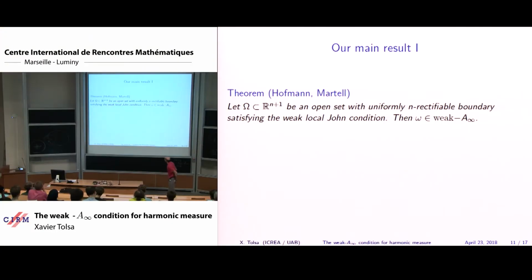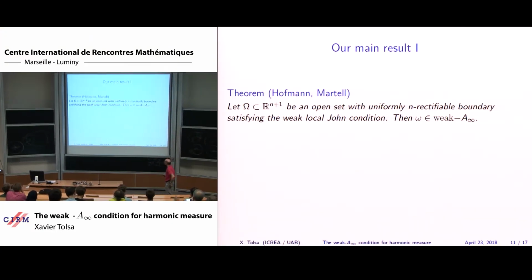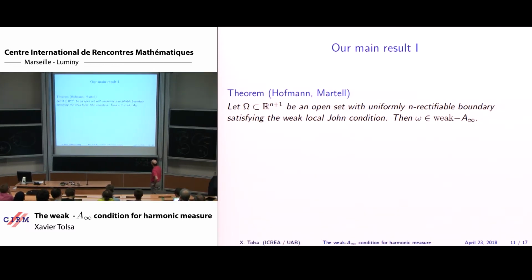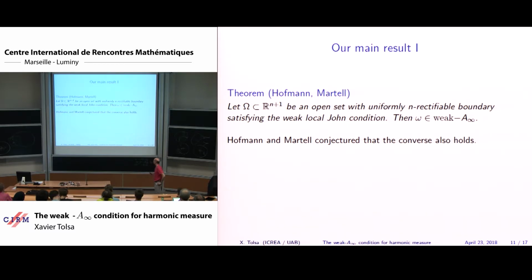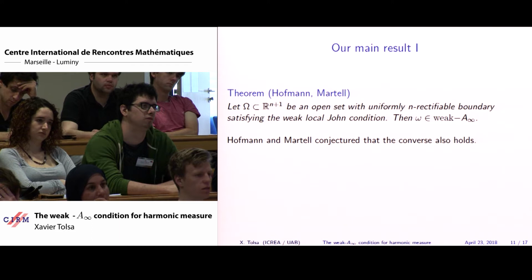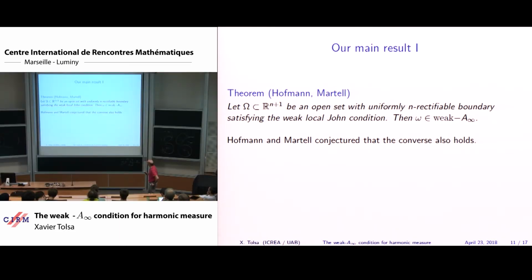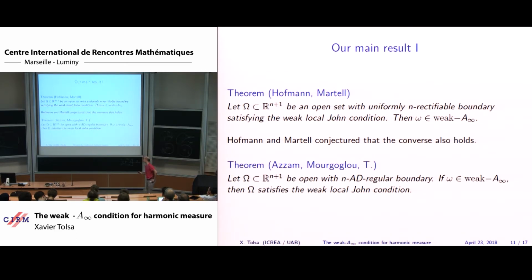Then we have this theorem by Hofmann and Martell, and this asserts that if we have Ω in R^{n+1} open and with uniformly n-rectifiable boundary, and moreover it satisfies the weak local John condition, then under these assumptions of rectifiability and connectivity, Ω should be in weak A infinity. So we have this result. And then Hofmann and Martell conjectured that possibly the converse should also hold, that is, that weak A infinity implies the other. And the main result of this talk, joint with Jonas Azzam, Michalis Mourgoglou, and myself, is that in fact the converse holds.